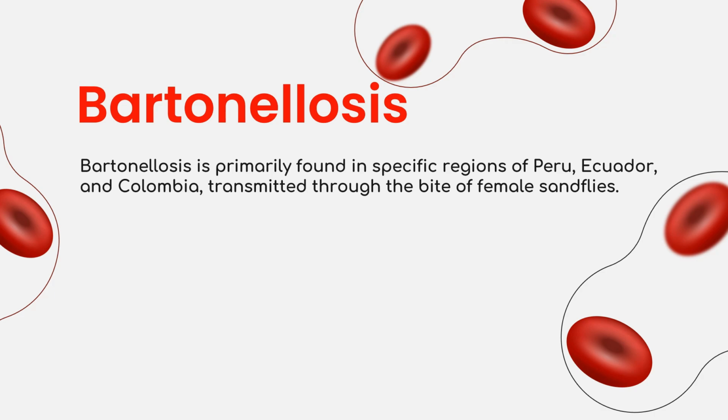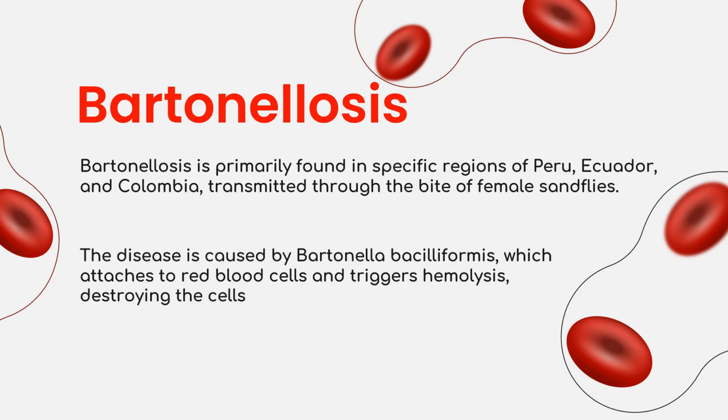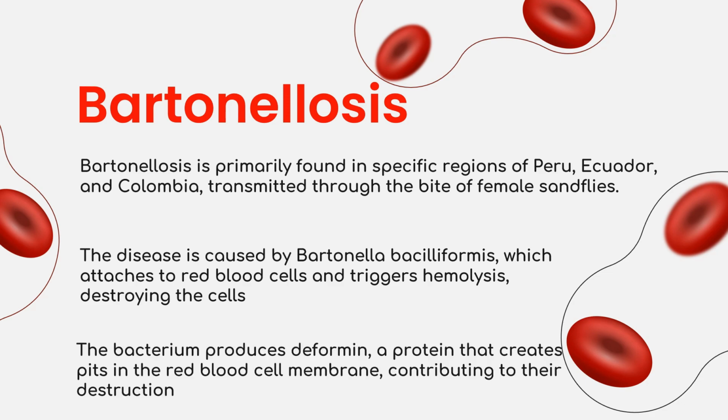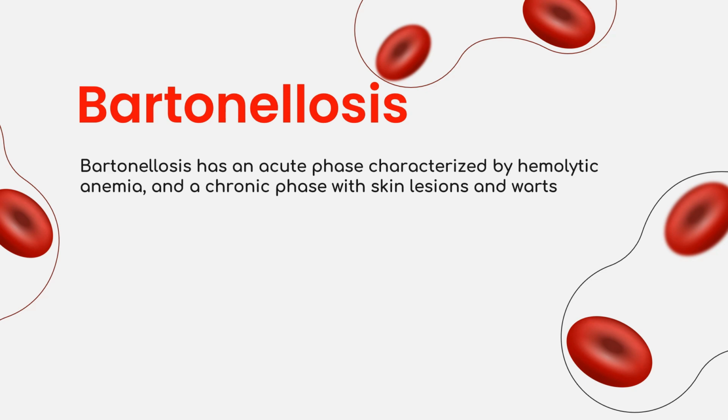The disease is caused by a bacterium called Bartonella bacilliformis, which has a peculiar affinity for red blood cells. It attaches to these cells and triggers a process known as hemolysis, where the red blood cells are destroyed. One of the intriguing mechanisms employed by this bacterium is the production of a protein called deformin. Deformin creates pits or invaginations in the membrane of the red blood cells, contributing to their destruction. Bartonellosis manifests in two distinct stages.